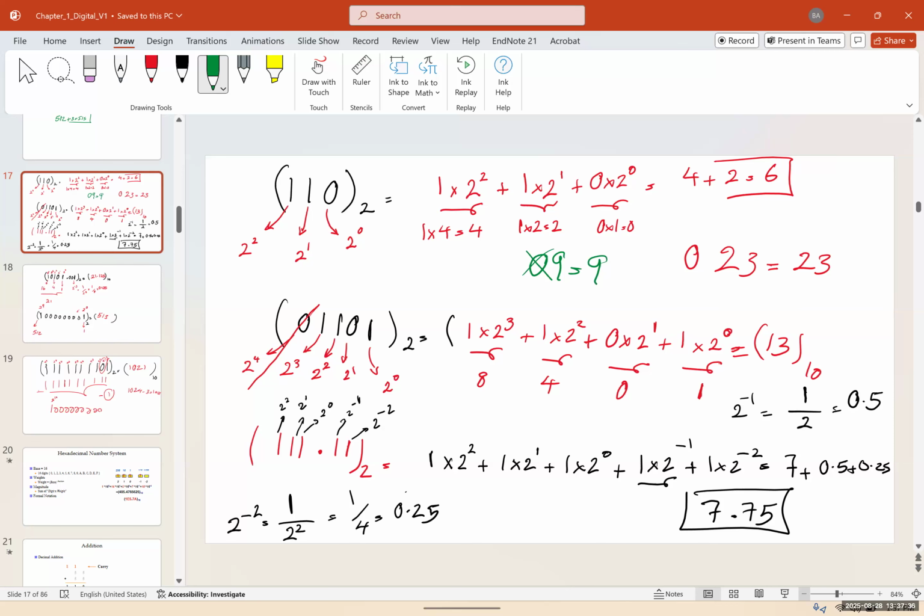So any 0 on the left side of a number is not counted. So 2 to the power of 0, 1, 2, 3, and 4. And when we calculate it, it's going to give us the same as if it was 110. And I solved 110. It's going to be 13. Another one, 111.11. It's going to give us 7.75.